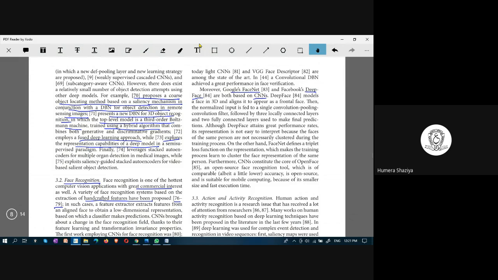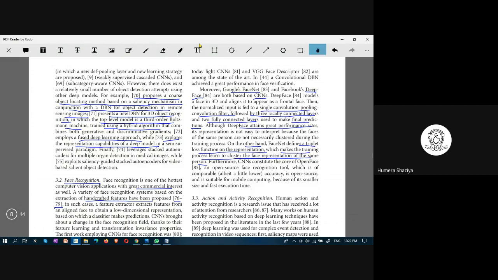The normalized input is fed to a single convolutional pooling convolutional filter followed by three locally connected layers and two fully connected layers used to make the final predictions. DeepFace has attained great performance rates. Its representation is not easy to interpret because the faces of the same person are not necessarily clustered during the training process. On the other hand, FaceNet defines a triplet loss function on the representation, which makes the training process learn to cluster the face representation of the same person.